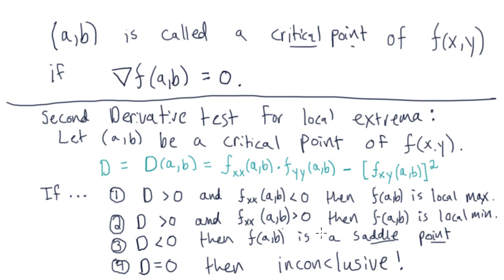So this is very much like the second derivative test for a function of one variable, but we need this D to be positive. And then D less than 0, f of a, b is what's called a saddle point, and then if D equals 0, it's inconclusive.